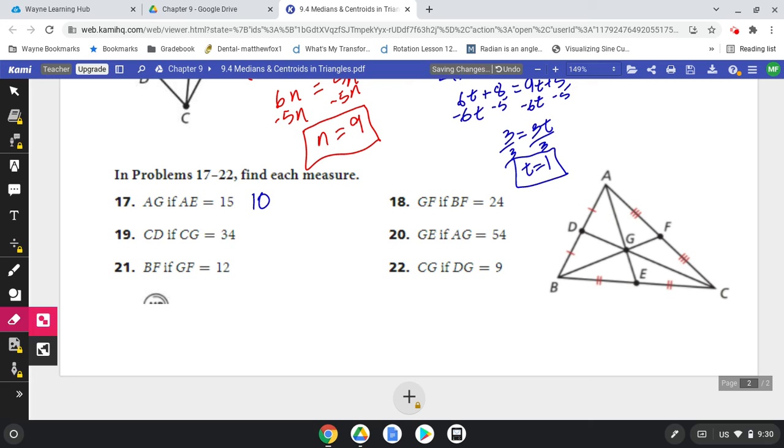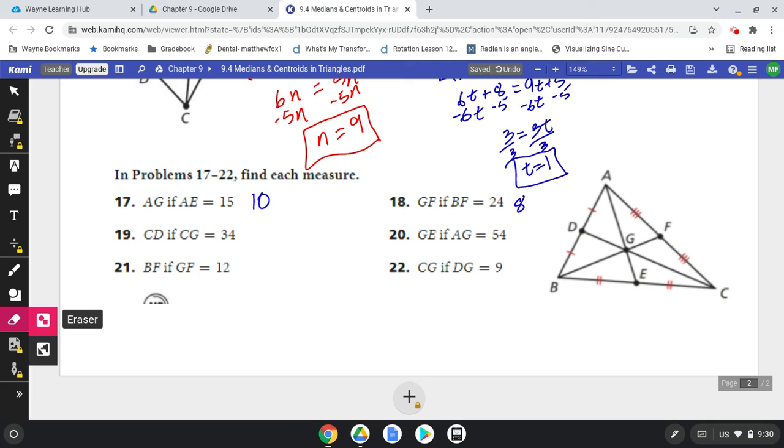All right, our next one. If GF is what we're trying to find, so this little chunk, if BF, the whole thing, is 24. We know on that side, since it's from the midpoint, that's 1/3 of the distance. So 1/3 of 24, 24 divided by 3, is 8.